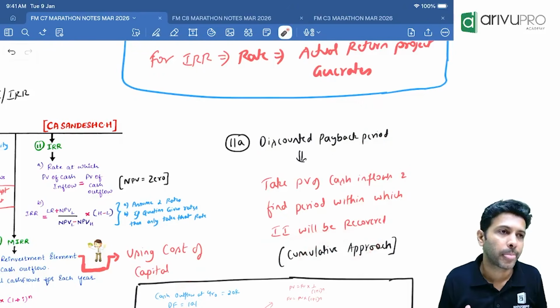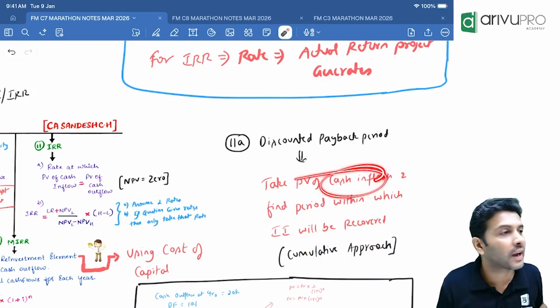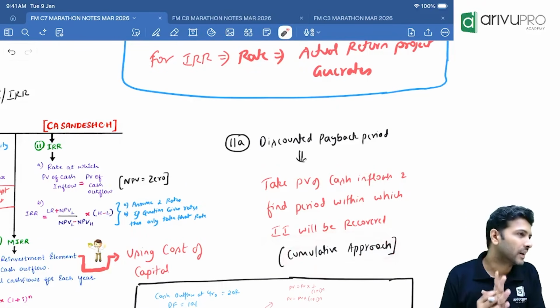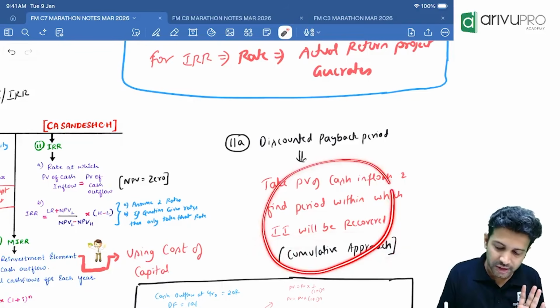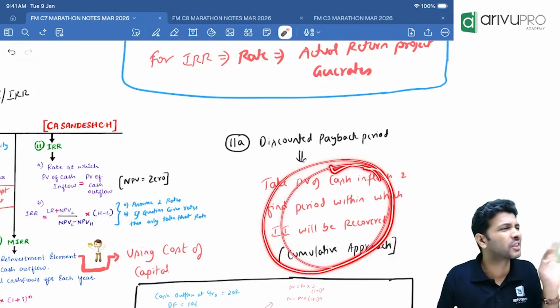Cumulative approach. Because every year's discount factor will change, no? So every year's present value of cash inflow will also change. Hence compulsorily you'll have to do what? Cumulative approach. But any difference after this, any difference between discounted payback period or are the steps the same?